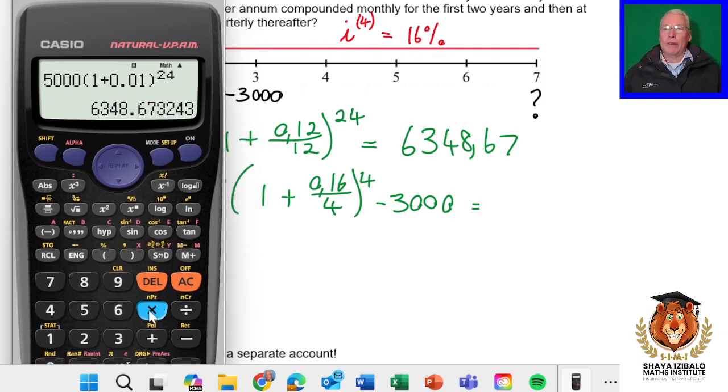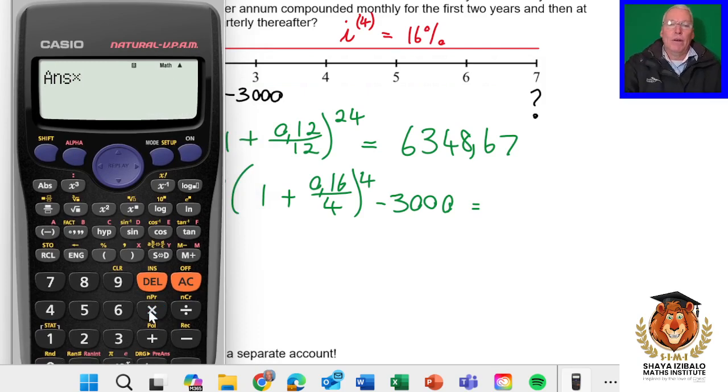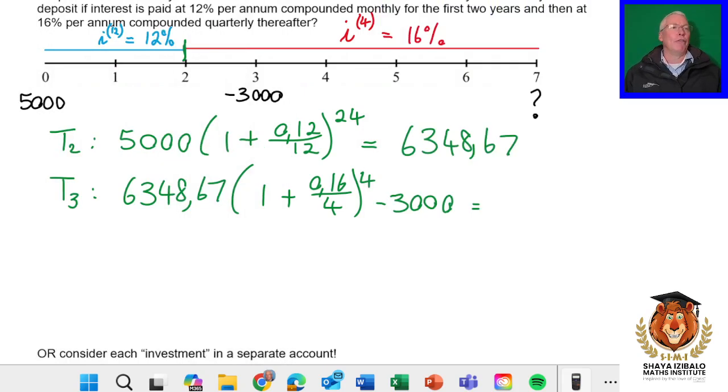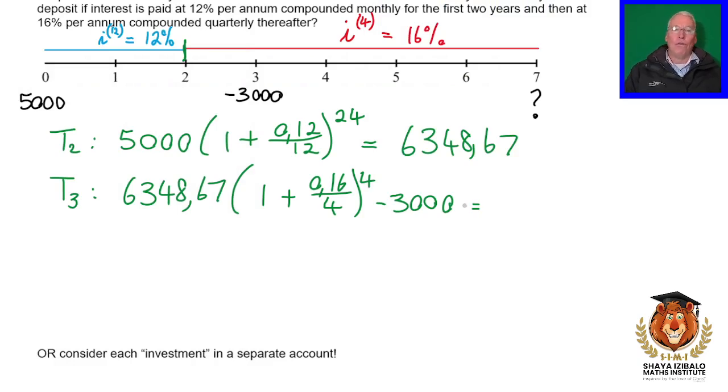So now we're going to take that, we're going to times 1 plus 16 divided by 4 is 4% to the power of 4. All right, that's how much is in the account before we withdraw the 3,000, then we withdraw the 3,000. So at T3, after I've withdrawn the 3,000, we've got 4,427 and 5 cents. It rounds to 5 cents. 4,427 and 5.